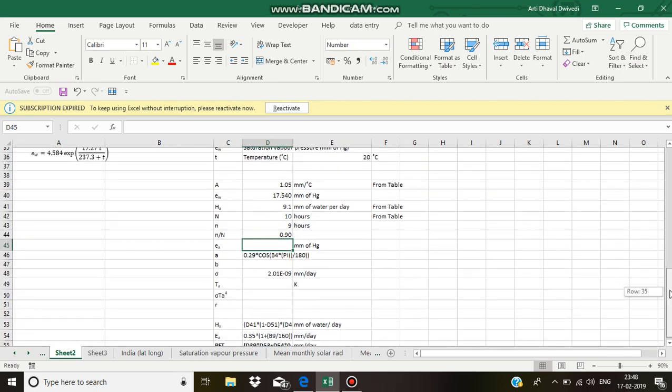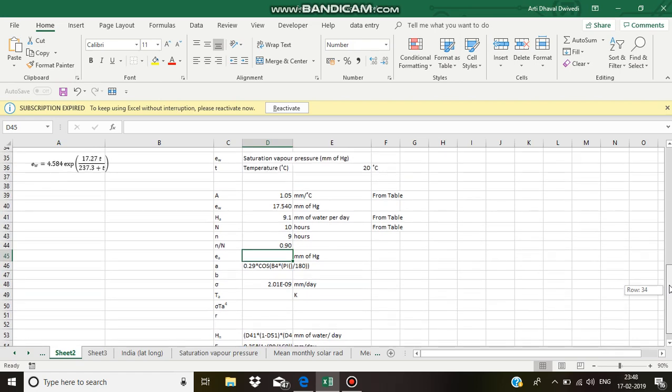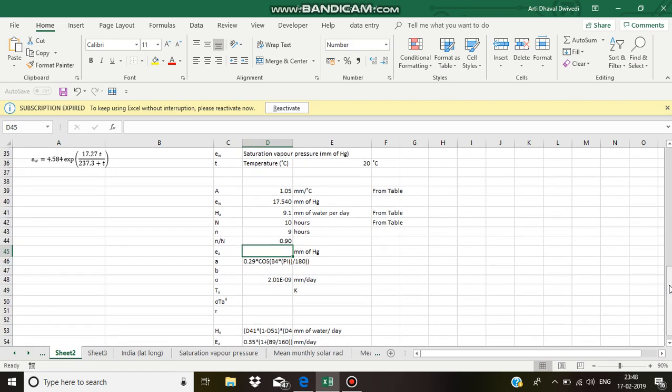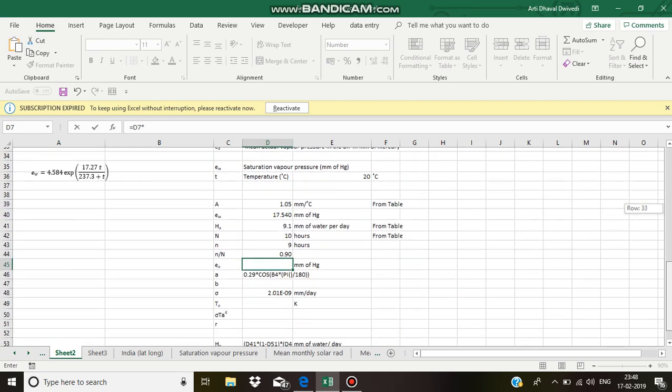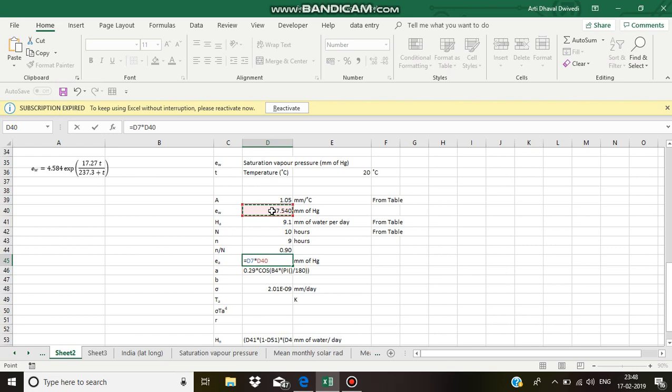EA. EA is the actual vapor pressure. Now actual vapor pressure divided by saturation vapor pressure is equal to relative humidity. EA by EW is equal to relative humidity. So EA can be obtained by multiplying relative humidity, this is the relative humidity, multiplied by saturation vapor pressure. So this is the value of EA.